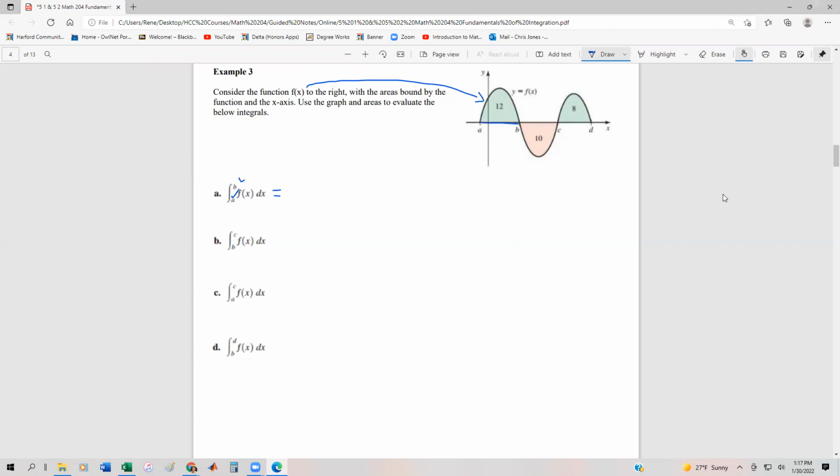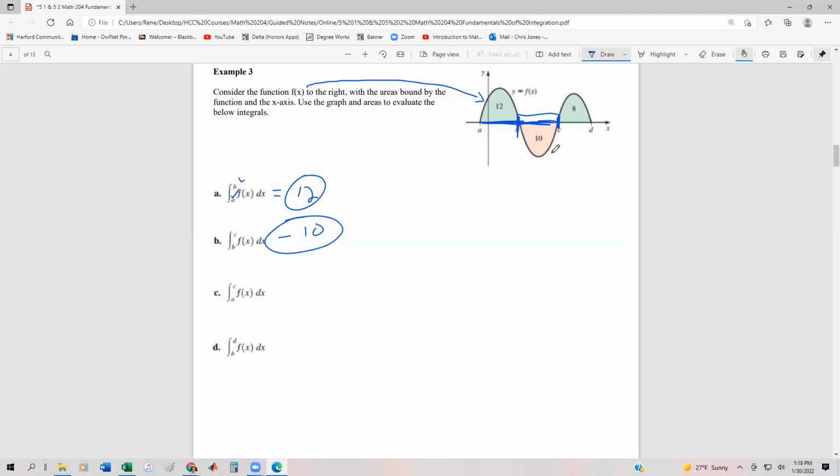So we're going from A to B. All right, and we can clearly see that that's 12. Okay, really nice and easy. We go from B to C. All right, now notice that the area is below the x-axis. So in this case, it would be -10.